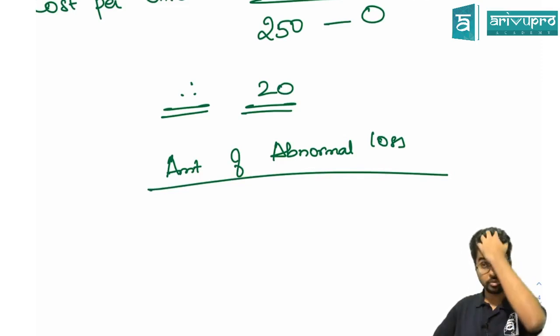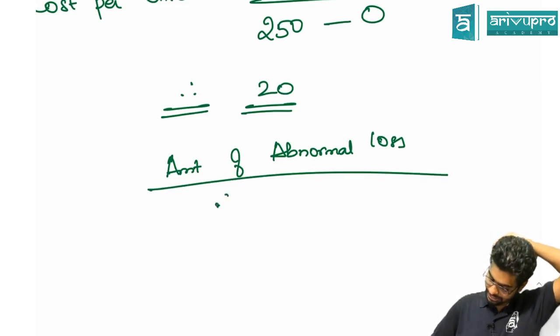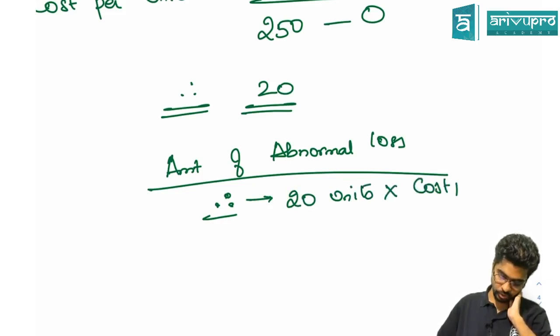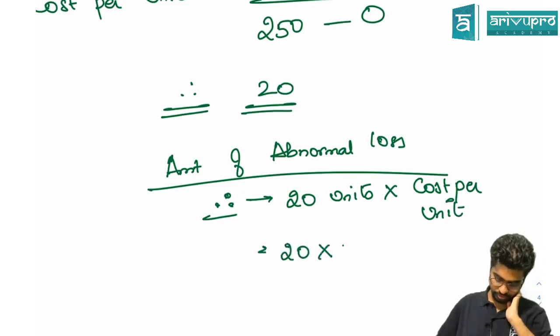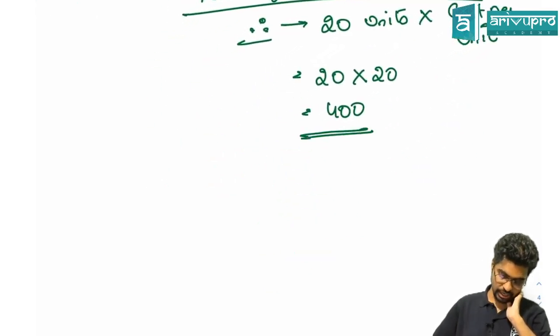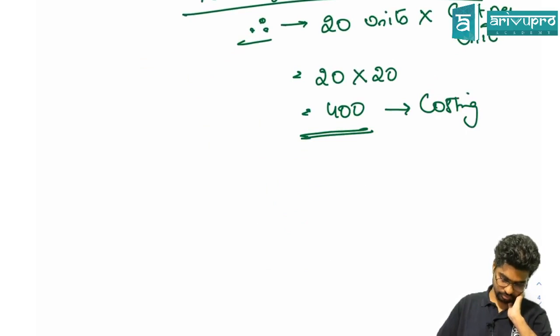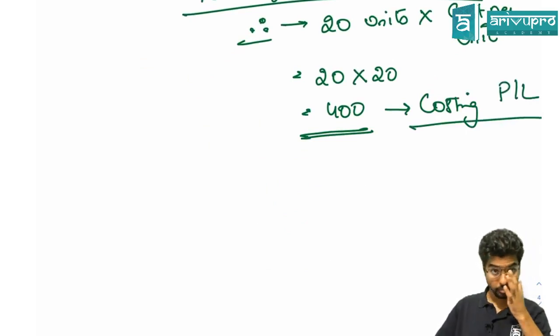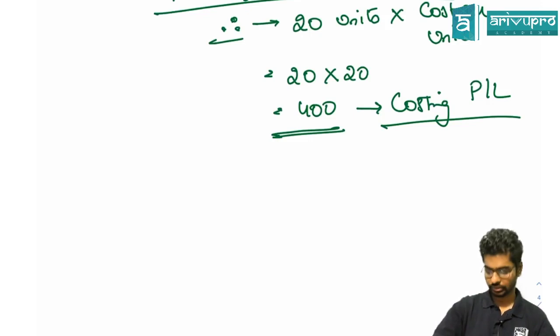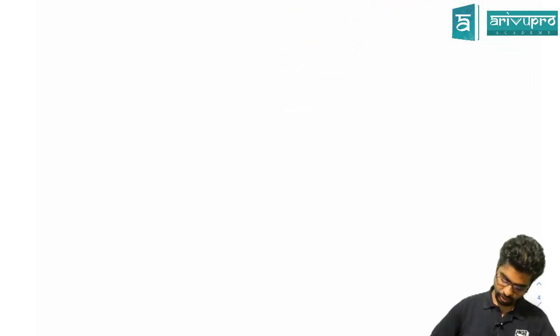What is the amount of abnormal loss? The amount of abnormal loss is basically 20 units into cost per unit, which is 20 into 20, 400. This will be charged to costing P&L. Are you guys clear? Done. Let me give you another example.